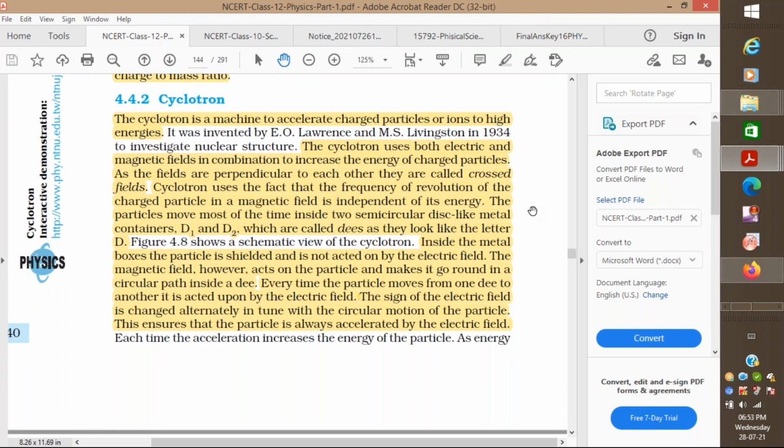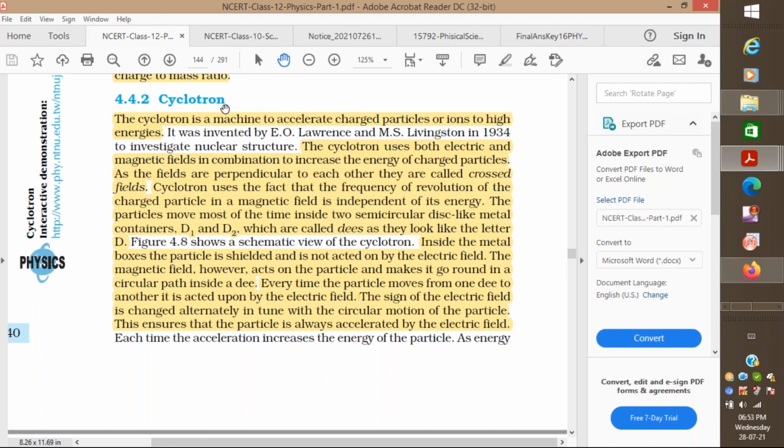Okay, so you need to produce a particle having that much high energy to penetrate an atom and go all the way up to the nucleus, so that it can even penetrate the nucleus also. So how do we create such a high-energy particle? For that, particle accelerators are used, and among all those particle accelerators, the cyclotron is one of them.